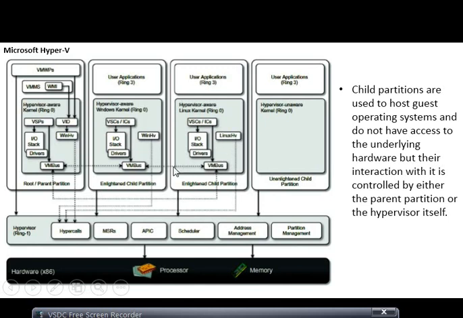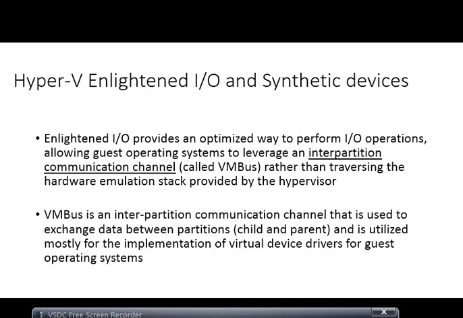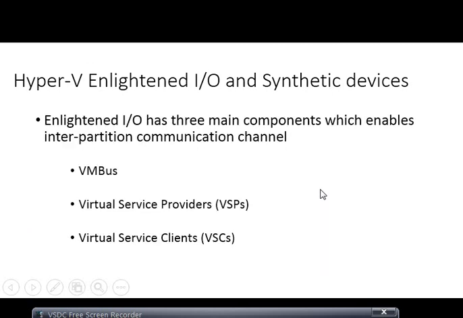So some of the common uses are like managing a USB. We want to inform one virtual machine that it has to wait for the USB, and the other virtual machine will get access. So all this kind of communication can happen using the VMBus exchange. It's called the inter-partition communication channel. VMBus is an inter-partition communication channel that is used to exchange data between partitions, and it is utilized mostly for the implementation of virtual device drivers for guest operating systems.